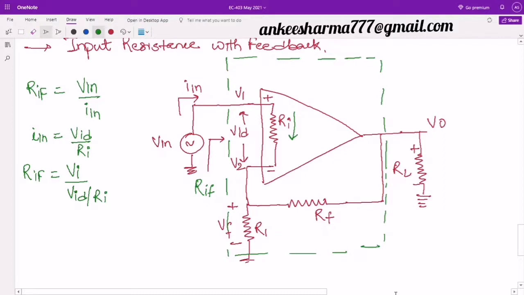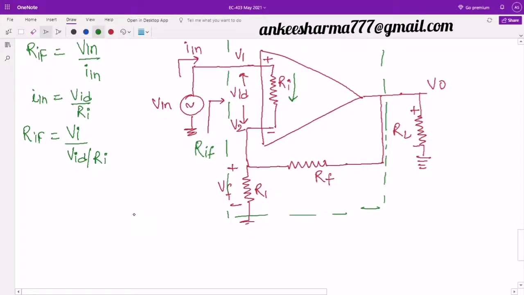Right? Now what I have to do is find the value of RIF in relation to Ri. I have to remove this VID and Vin. So how will I remove it? This is important. I will first try to convert this Vin and VID in terms of V naught so that they will be cancelled out.